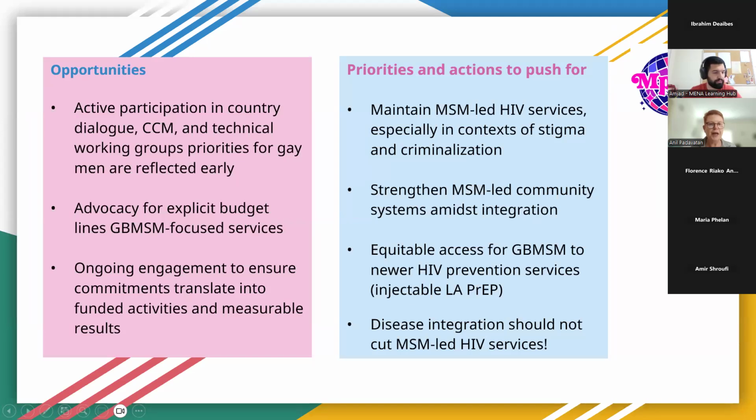For the gay, bisexual, and men who have sex with men communities, priorities include maintaining community-led services, especially in contexts where there's high levels of stigma and discrimination and criminalization. Strengthening community-led systems, equitable access for gay, bisexual, and men who have sex with men to new prevention technologies, and ensuring that disease integration does not cut services focused on gay, bisexual, and men who have sex with men. Next slide, please.